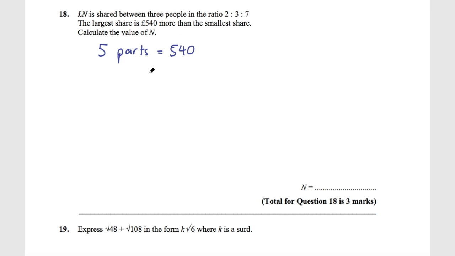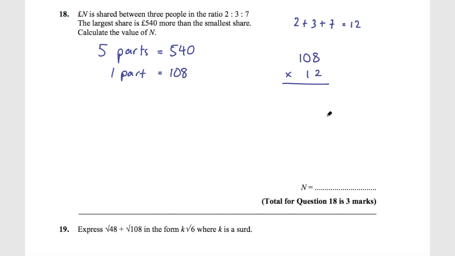What that allows us to do is to find what 1 part will equal by dividing this by 5. So 1 part will be 540 divided by 5. That's going to be 108. And then we need to work out the value of n. And so how many parts in total do we have? Well, we've got 2 plus 3 plus 7. That's 12. So 12 parts in total. And so therefore we need to multiply what 1 part is equal to by 12.